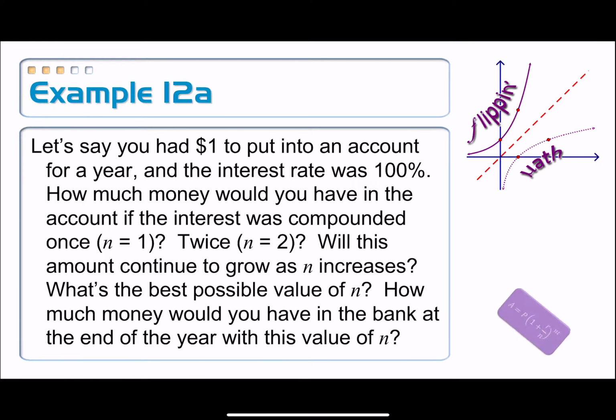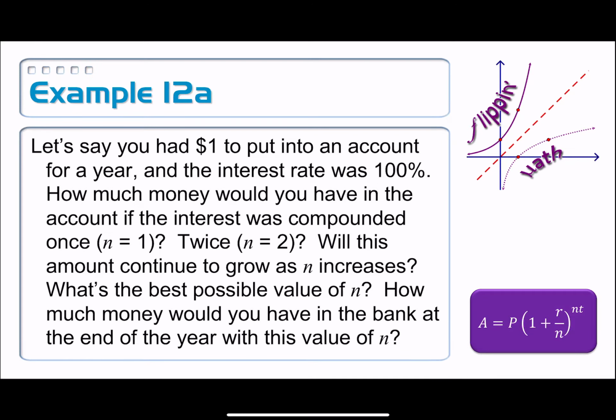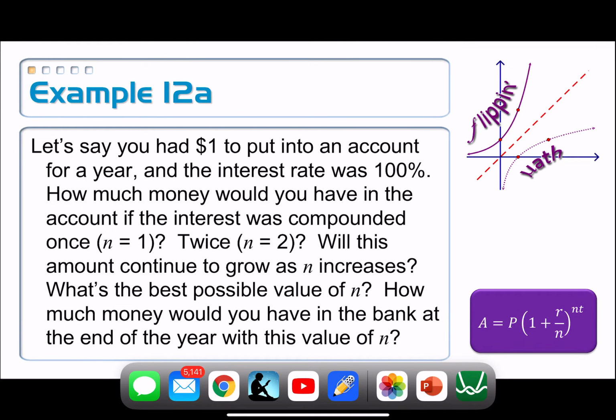It looks like this. The amount in your account is equal to P, that's your principal, your initial investment, times 1 plus r over n. r is your interest rate, written as a decimal. n is the number of times you compound it, all of that raised to the nt power. Again, n is the number of times you compound it. t is how long you're going to keep it in the bank, how many years. Okay, so we want to know that if we just keep compounding this interest, does it just blow up and get infinitely big? That's what this question is trying to get to.